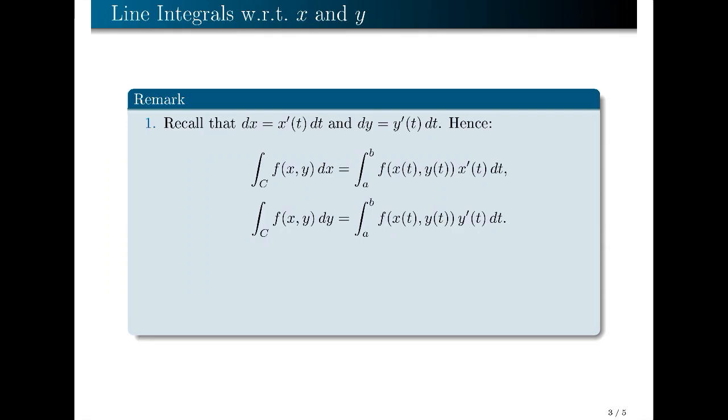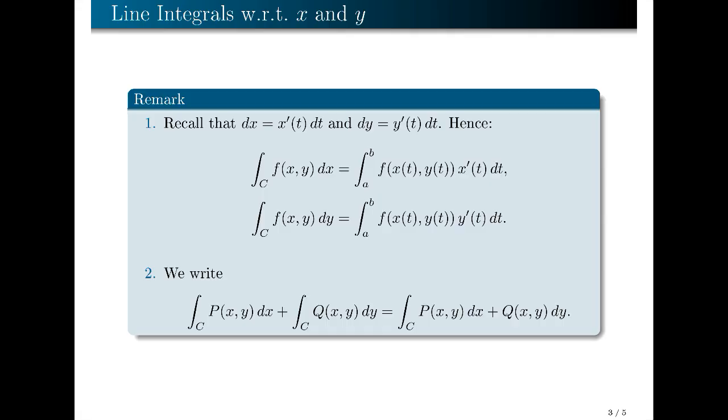For the line integral with respect to x, we have the integral of, we express x and y in terms of t, so we get f of x of t, y of t, and we replace dx by x prime of t dt. And since the parameter t is in the closed interval [a, b], then the limits of integration will be a and b. Similarly, the line integral with respect to y is the integral from a to b of f of x of t, y of t, and now we replace dy by y prime of t dt.